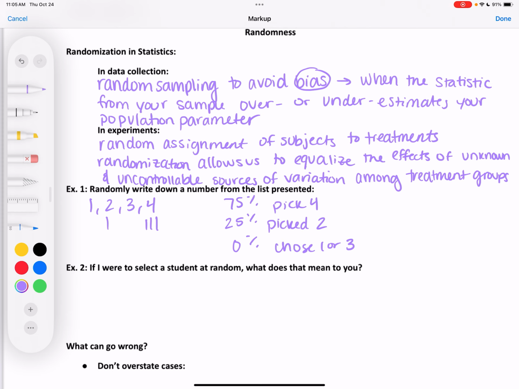There's no bias. What else? There's a 33% chance of being picked. Yeah. So everyone has an equal chance of being picked, right? Okay. That's what I'm going for. So you don't know who's getting chosen.